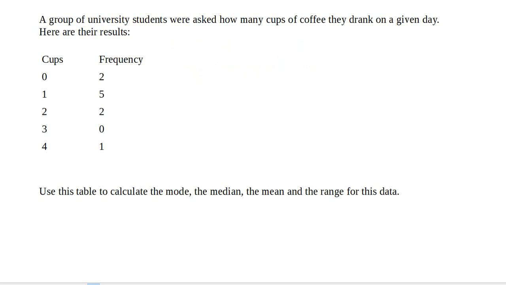We have a survey. Students are asked how many cups of coffee they drank in a given day, and we have there 0 cups, 1 cup, 2 cups, 3 cups, and 4 cups, and some frequencies. And then you are asked to calculate the mode, the median, the mean, and the range for this data. I'm going to ask if you would just pause for a moment, and I'd like you to have a think. How would you work out the mode, the mean, etc.? And then I'm going to continue in a moment. So pause now.